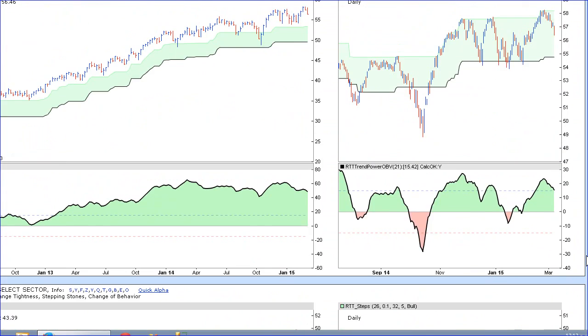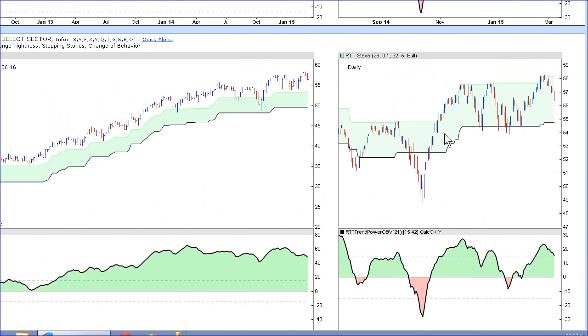But in XLI, it smashes back up and does this nice tight little pattern. The stepping stone's been maintained, and that was fair game for any bullish trader out there. RTT-OBV bounced around the zero mark. When you've got RTT-OBV bouncing around the 0 or minus 15, and the step maintaining its form, you have a very good picture.